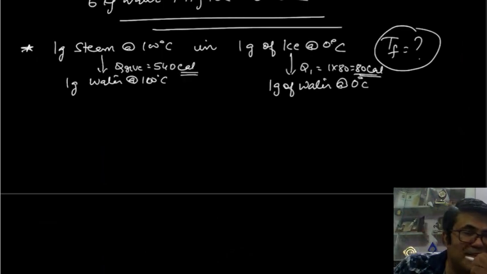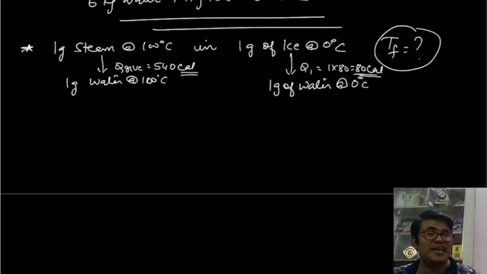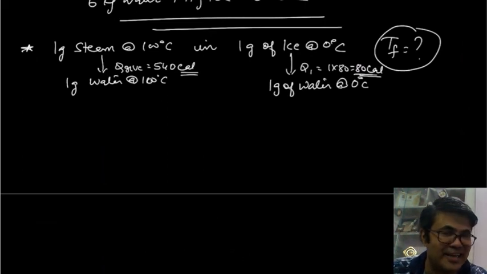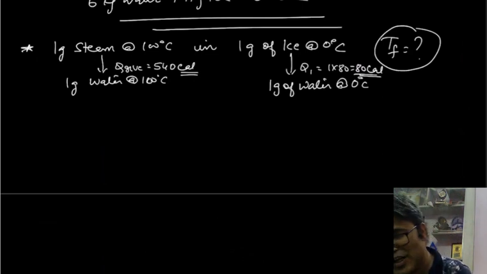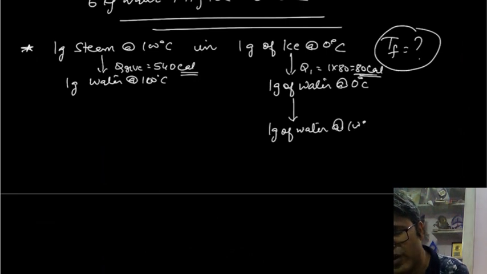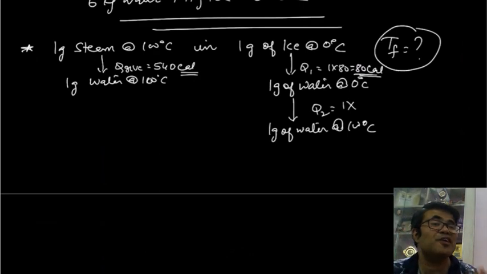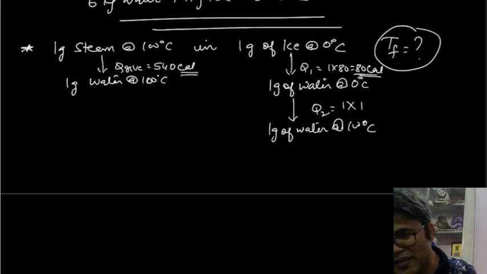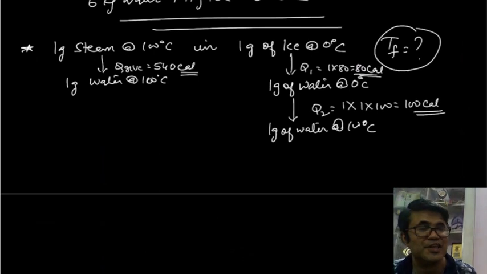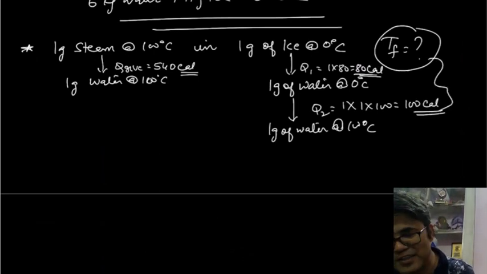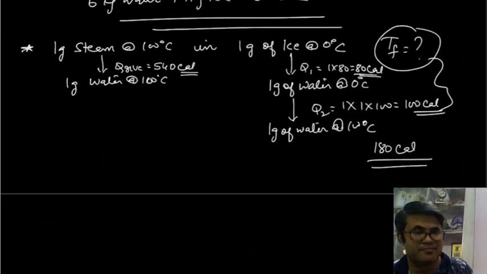So the steam is ready to give 540 calories in one shot, but it is only receiving 80. So we have much of the heat left. Now if I take this water from 0 degrees to 100 degrees, what is the amount of heat required? This is heating, 1 gram with the specific heat of water, so it is only 1 into 100, which is 100 calories. So the total demand is only 180 calories, and with these 180 calories the water has reached 100 degrees.